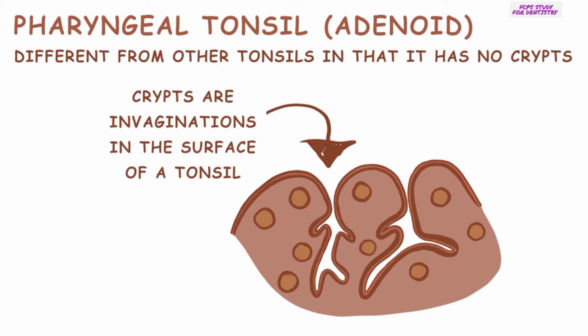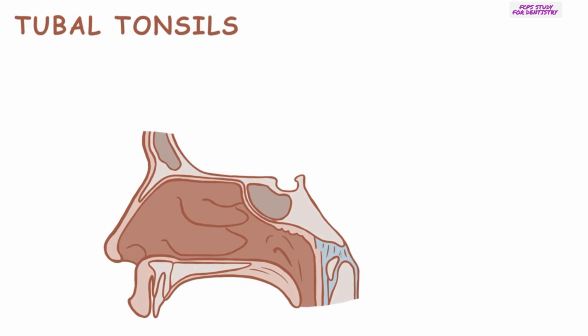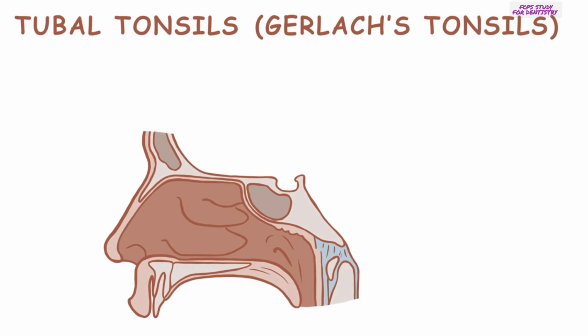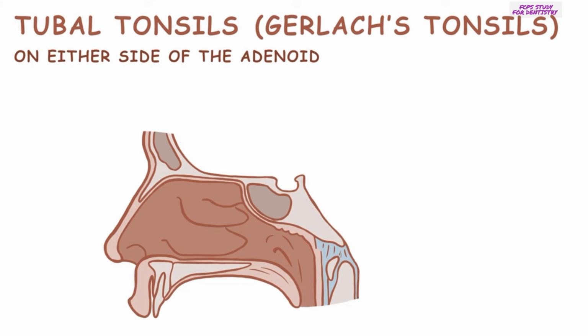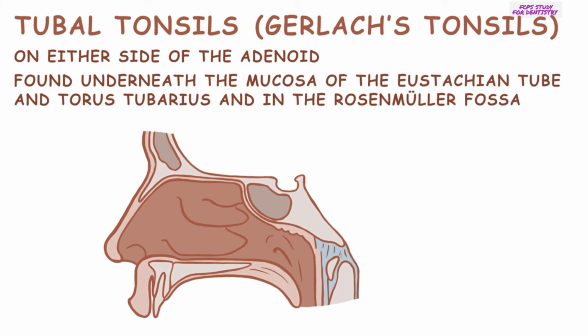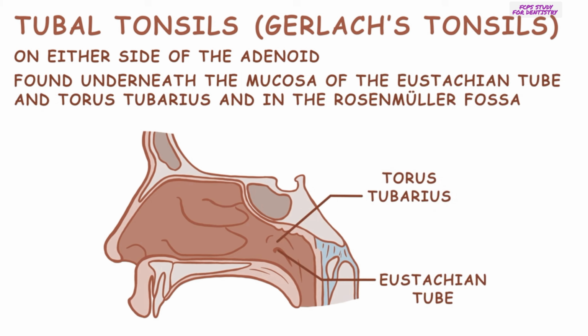of a tonsil. You have tubal tonsils, also called Gerlach's tonsils, on either side of the adenoid. They are often hard to see except when the adenoid is removed. They are underneath the mucosa of the eustachian tube and torus tubarius, and in the rosenmuller fossa.